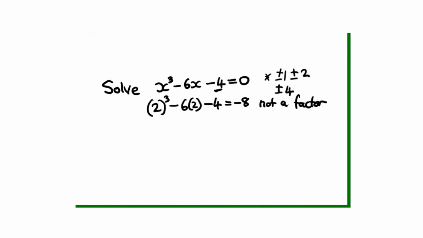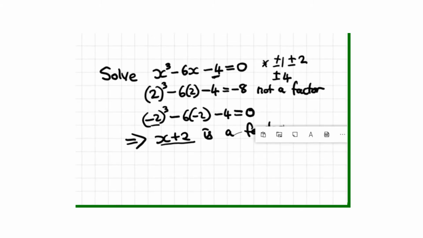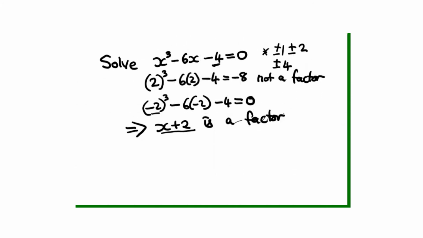For example, now I can say minus 2 cubed minus 6 into minus 2 minus 4. I'm sure you can see that is giving us a 0. So what does this mean? It now implies that x plus 2 is a factor. Which means if here it's minus 2, here you write it as x plus 2 as you find your factor. Now we must do the long division.